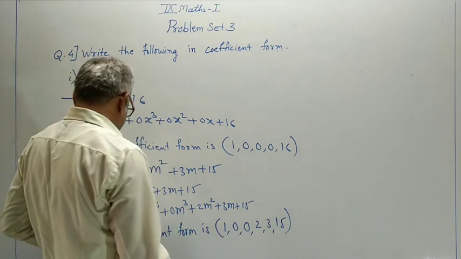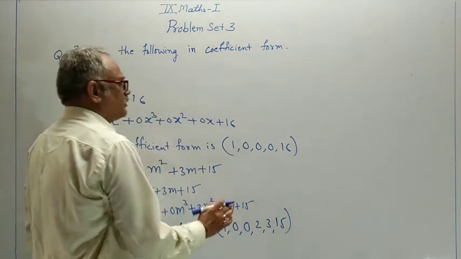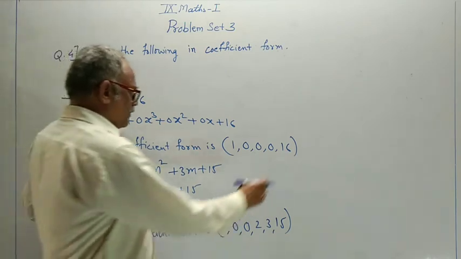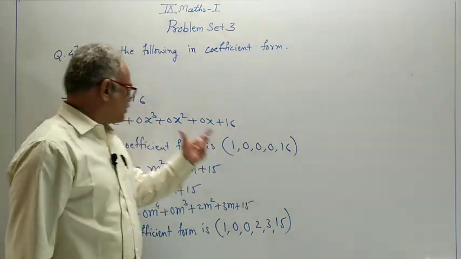If the index is 5, the degree is 5, the number of terms must be 6. Here the index was 4, therefore terms were 5. Total terms are 1 more than the degree.